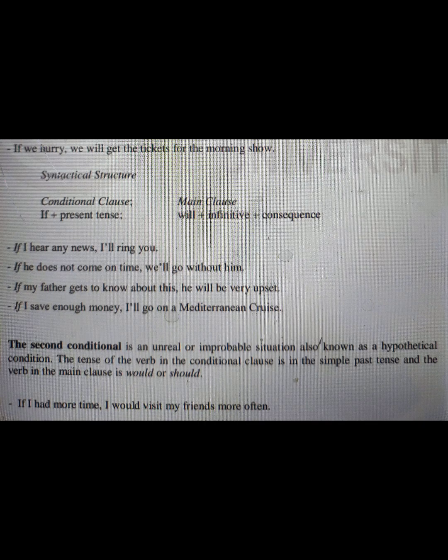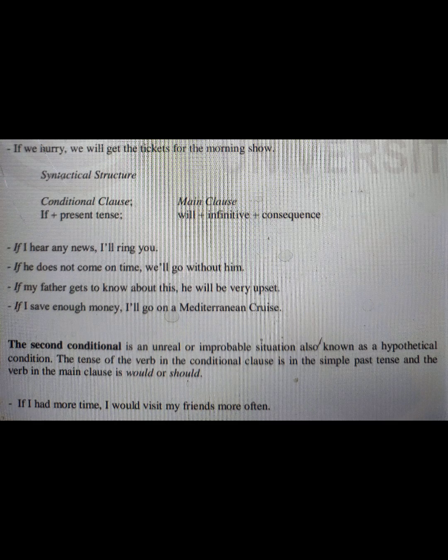If I hear any news, I'll ring you. If he does not come on time, we'll go without him. If my father gets to know about this, he will be very upset. If I save enough money, I'll go on a Mediterranean cruise.